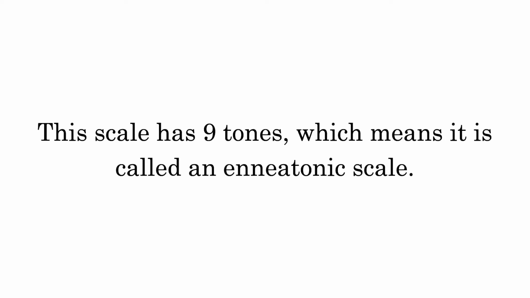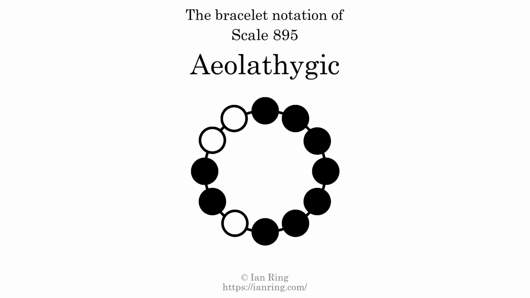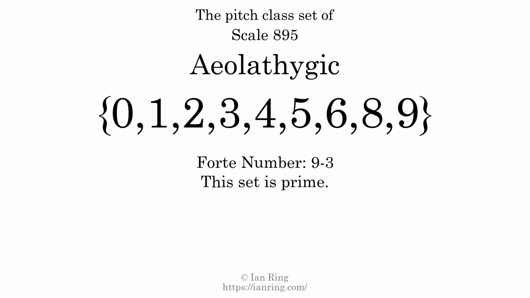This scale has 9 tones, which means it is called an enneatonic scale. This is a bracelet notation diagram of scale 895. The shaded circles represent tones that appear in the scale, and they are read clockwise, starting at the top. The pitch class set for this scale is 0, 1, 2, 3, 4, 5, 6, 8, 9.